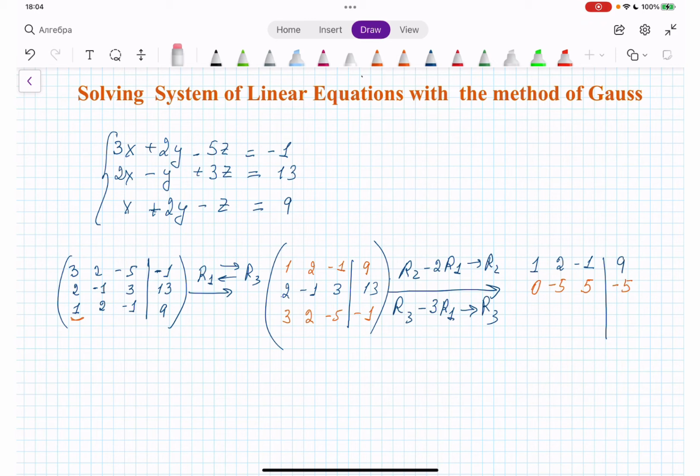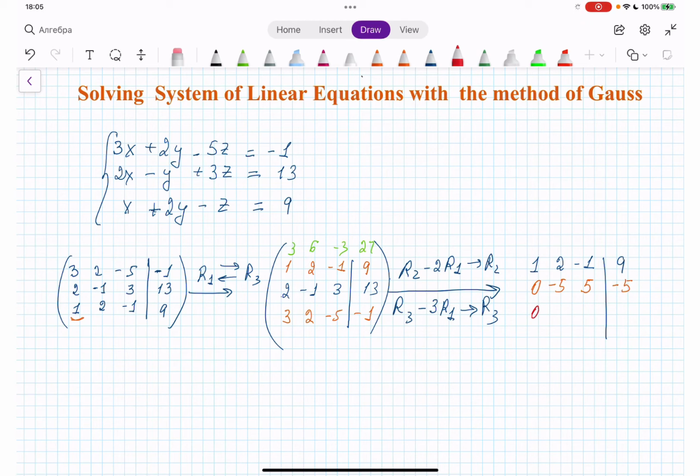Now I need to do R3 minus 3 times R1. So I'm going to multiply the first line by 3. 1 times 3 is 3, 2 times 3 is 6, -1 times 3 is -3, and 9 times 3 is 27. Okay? So what do we get from here? 3 minus 3, I am getting 0. As you can see, we successfully got 2 zeros under 1, right? And that's what echelon form means. Under every leading coefficient, we have to have 0.